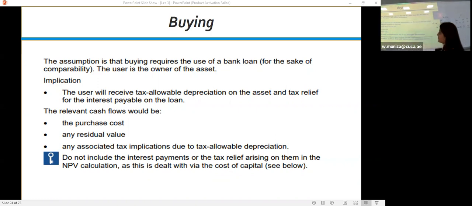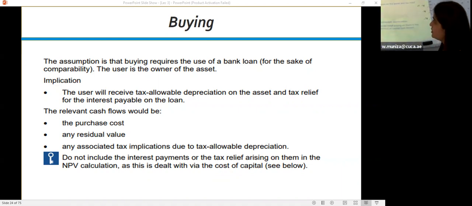The assumption is that buying requires the use of the bank loan for the sake of comparability. The user is the owner of the asset. So what is the implication? The user will receive tax allowable depreciation on the asset and tax relief for the interest payable on the loan. What is tax relief on the interest payable? 1 minus T factor.